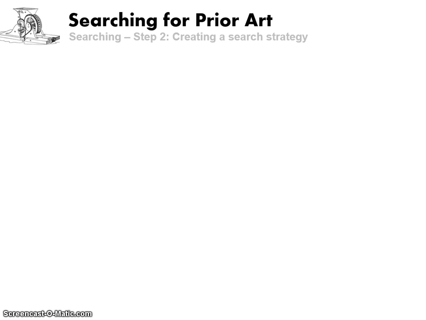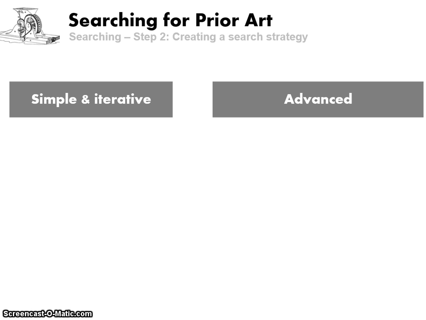There are essentially two different types of search strategies: simple and iterative, or advanced. A simple and iterative search can be used when searching Google products. So for example, Google Patents, Google Scholar, Google Books. The idea behind this technique is to start the search with 2 or 3 keywords. Let's go back to our example of the solar tricycle and enter those 2 keywords. You'll retrieve a set of results from which you should note down the relevant documents that you find.